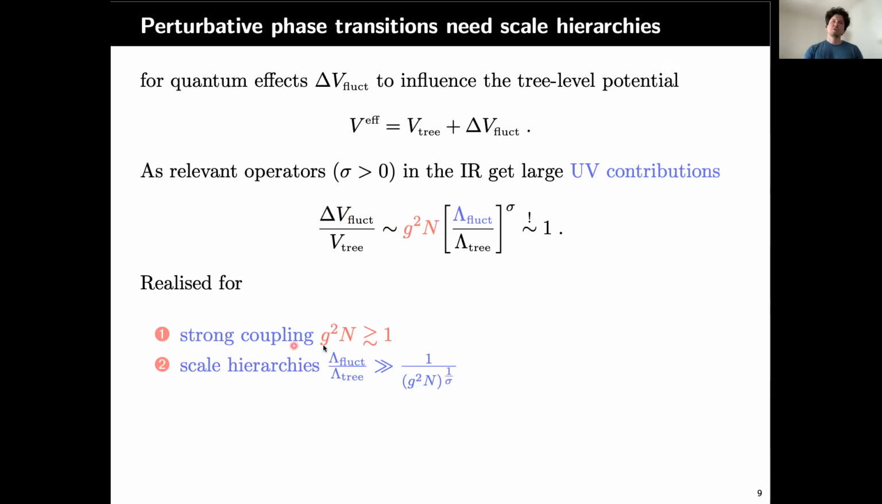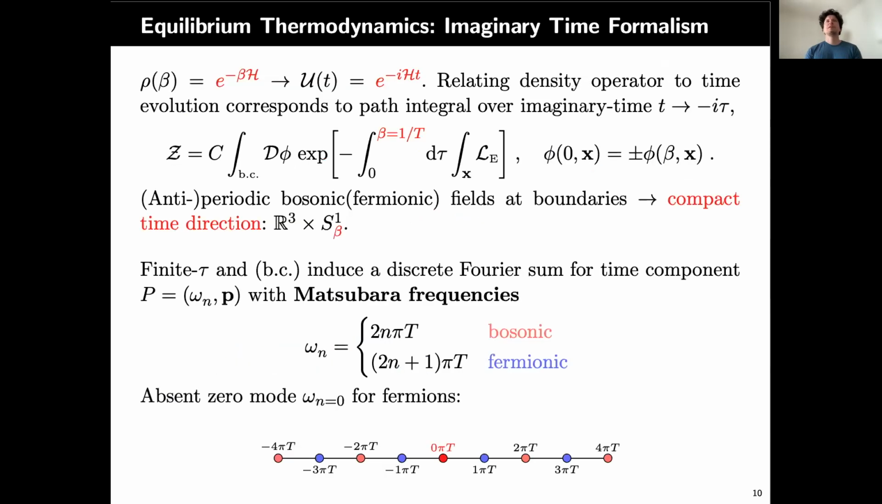So either you're strongly coupled, then you're out of the discussion that we are having here, namely using perturbation theory, or you exhibit a scale hierarchy between the fluctuation scale and the scale of the tree level. And that is exactly what we are going to use, these scale hierarchies, because this is one of the key prerequisites in order to use effective field theory, and I will use that as an argument later on.